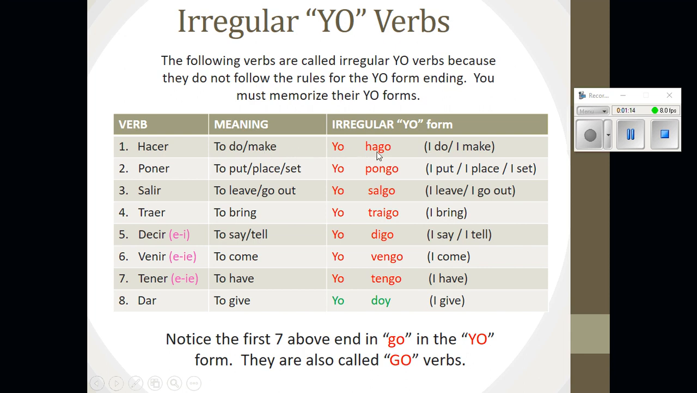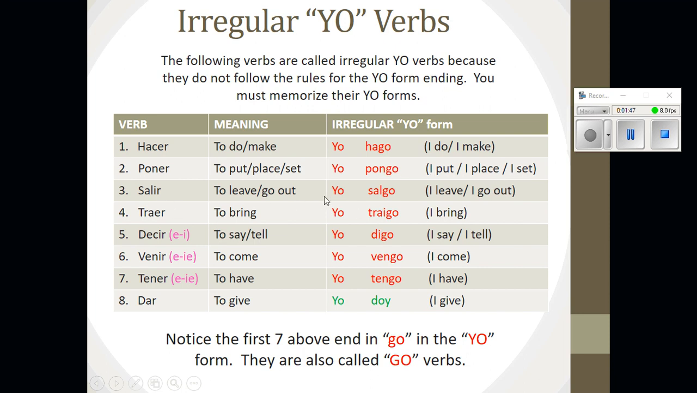And the yo form does not follow the pattern because if we drop the er and add o, that would be haco, and notice here it is not. It's yo hago. Okay, so we have to memorize that this one is weird. It's called an irregular yo. All right, so yo hago would mean I do or I make. Let's look at poner. Again, if we dropped the er off and put an o on, it would be pono. And notice here it is not. It's yo pongo. Okay, so yo pongo would mean I put, I place, or I set.